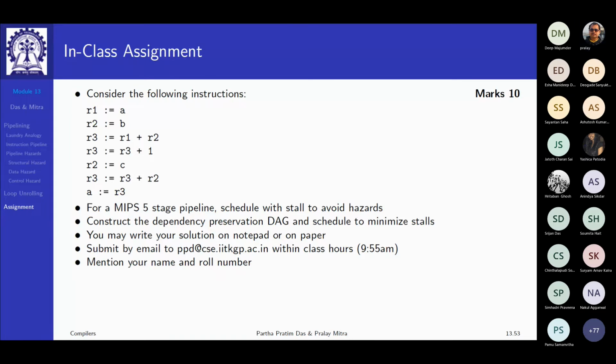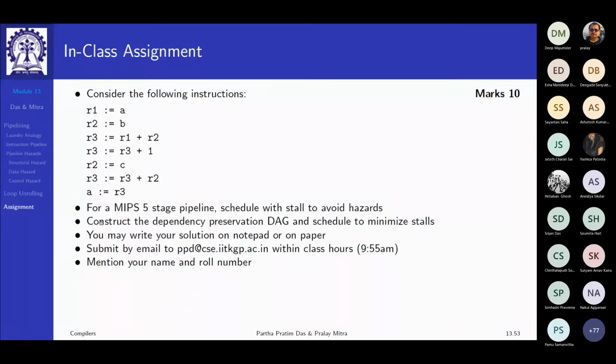Okay, thank you, Pralay. So this is the assignment, a very simple one. So we have 7 instructions. For simplicity, I've just written it in a simple notation, because here the exact assembly notation does not really matter. So you have 2 loads, then 2 arithmetic operations, then another load, another arithmetic operation, and the store. So assuming a MIPS 5-stage pipeline, you'll have to schedule with stall to avoid hazards. That's the first part.